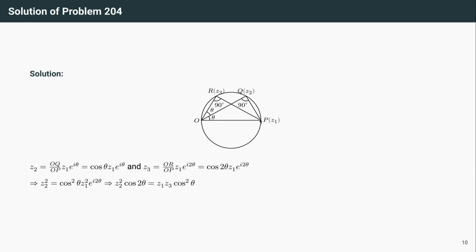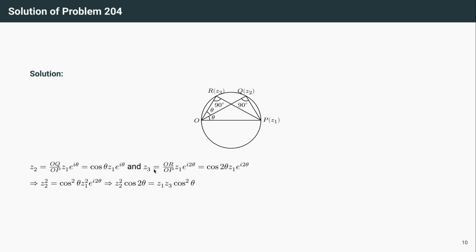So if you try to rotate this guy, it will rotate this way. It will be slightly bigger than this. That is why we have Z1 e to the power i theta, but the extra component would be OQ by OP. So Z2 would be slightly less. OQ being smaller is in the numerator and OP is in the denominator because it is a larger quantity. So we see that Z2 is equal to Z1 e to the power i theta cos theta.